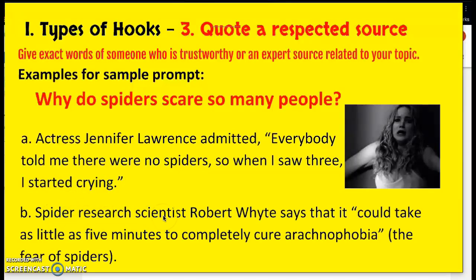B. Spider research scientist Robert White says that it could take as little as 5 minutes to completely cure arachnophobia, the fear of spiders. So now we have an expert speaking.